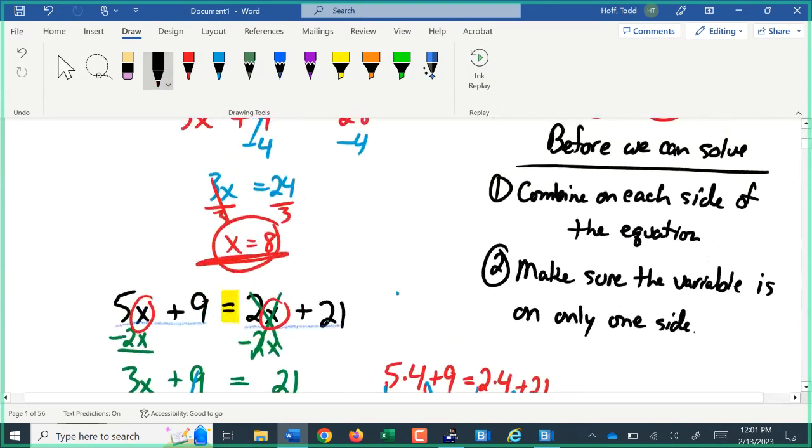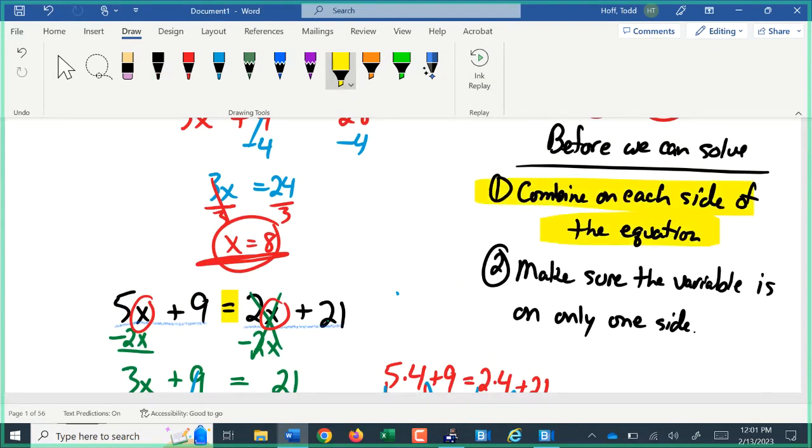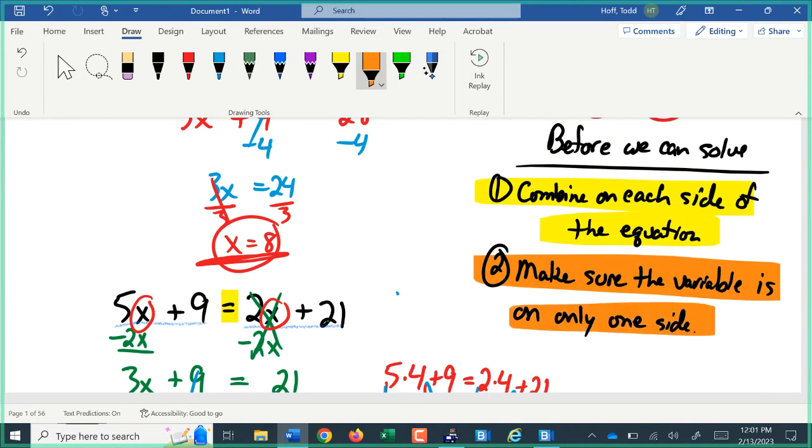So to review, before we can solve, there's often two things that we have to look for to make sure those are done first. First is to see if there's anything we can combine on each side of the equation. Then once there's nothing to combine or we have combined everything we can, we need to make sure the variable is on only one side of the equation. If it's on both sides, we have to get rid of it in one of those spots. Then we can solve. If both of those things are good, then we can go ahead and solve.